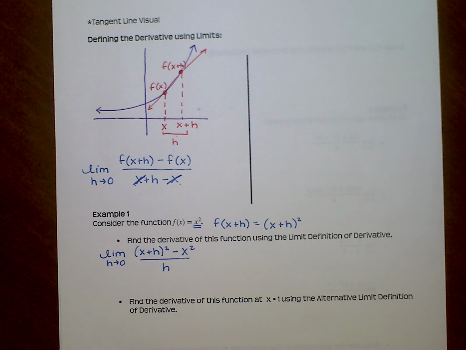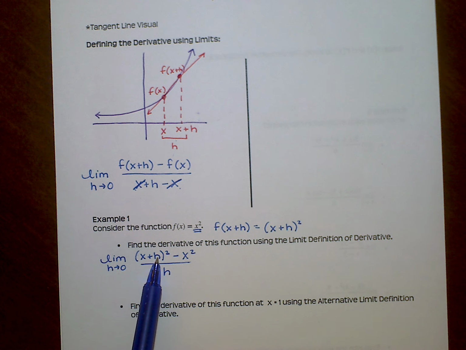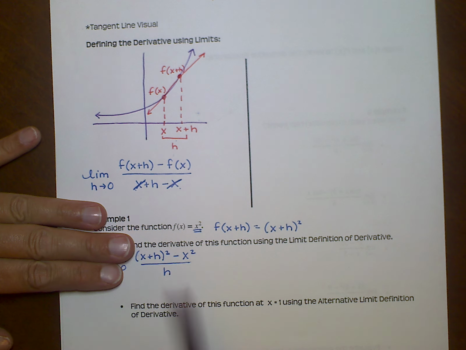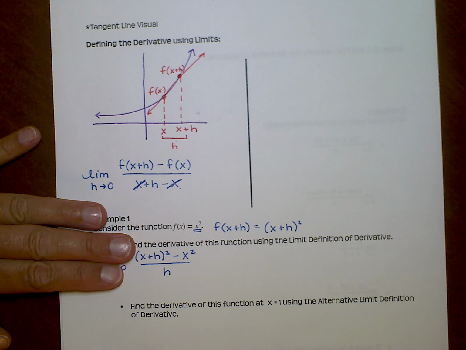Now, if I plugged in a 0 right now, this thing zeroes out. I end up with x squared minus x squared, which is 0. And then on the bottom, I would have a 0. And I would have an indeterminate limit. So I'm going to follow that strategy that we used before. When we have an indeterminate limit, what do we do? Well, we ignore the limit and we mess with this thing. And we see if we can simplify this at all.